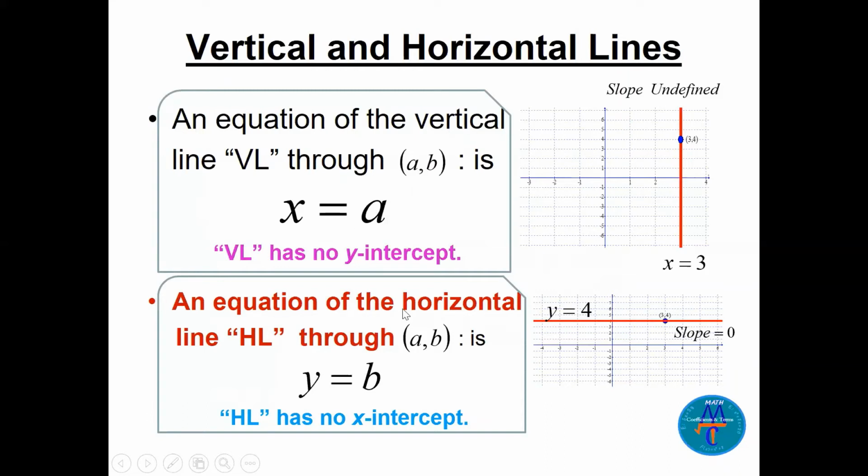Now the horizontal line, HL, if the line is y equals b, like y equals 4, y equals minus 5. If you have y equals 0, it's exactly the x-axis. So simple.